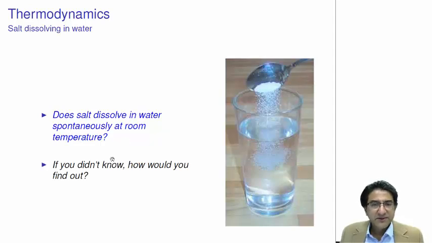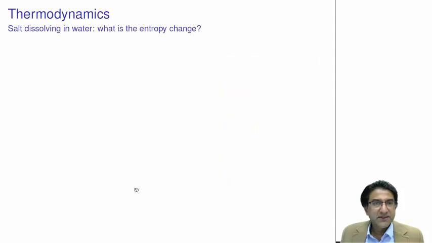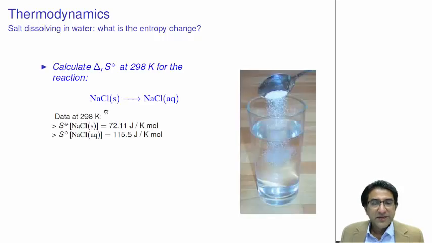If you didn't know how to do this, if you didn't know the answer, how would you find it out? What's the entropy change? That's the right question to ask. If the entropy change was positive, then the process would happen. That's what it means. So all we need to do is calculate the entropy change.